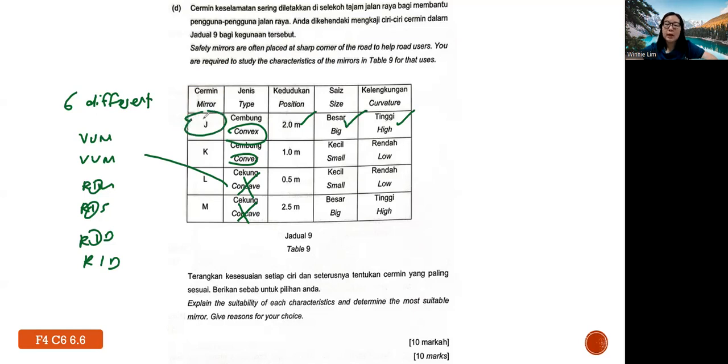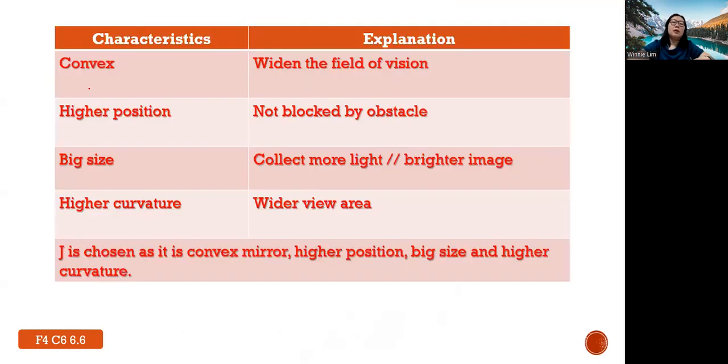The moment you know your choice, you know the format of how to do the essay, then you will get full marks. So you need to construct a table. This is the way you write. The mirror that we use is convex. Why? Widen the field of vision. High position, no blockade by obstacles. Big size can collect more light and form a brighter image. Higher curvature, wider view of area. And lastly, we state the choice, which is J. J is chosen as it is a convex mirror, with high position, big size, and higher curvature. So this is the essay for question 9.